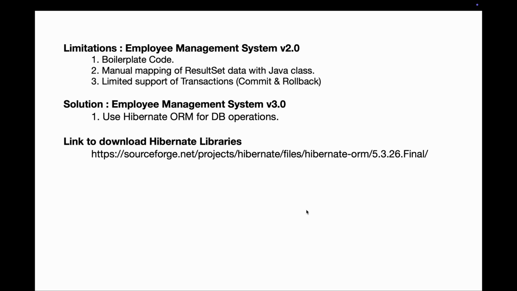Basically, transactions are used in scenarios where we are inserting data in the database and, during the insertion, we find an issue or an exception occurs. Then the transaction automatically rolls back the insertion. In order to overcome these limitations, in the latest version, EMS 3.0, we are going to use Hibernate ORM, object relational mapping, so it will overcome the limitations of EMS 2.0.